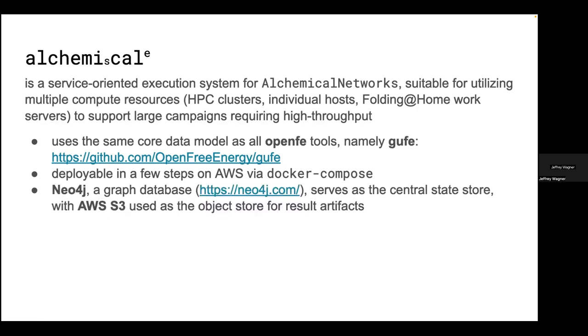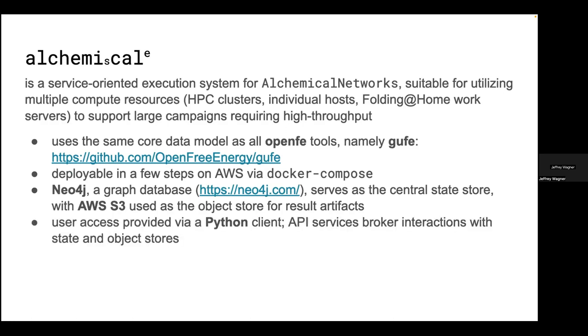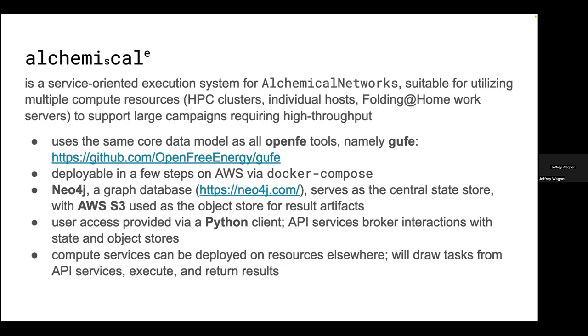Architecturally, it uses a Neo4j graph database that serves as the central state store. It also uses AWS S3 for the object stores to hold on to result artifacts, basically the fat stuff that comes back from calculations. User access is provided via a Python client. So this is an HTTP client. It talks to API services that broker interactions with the state and the object stores. So it's a standard kind of web services architecture.